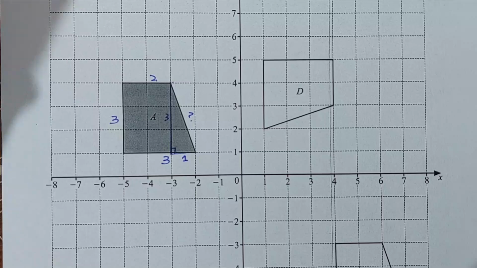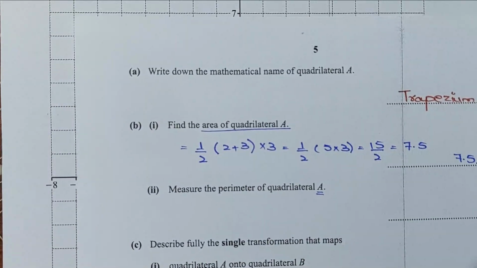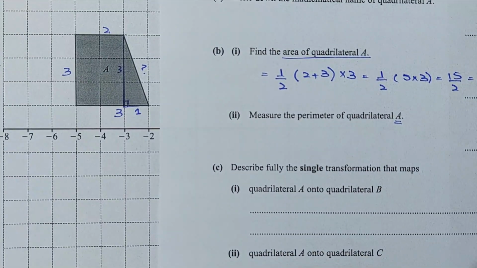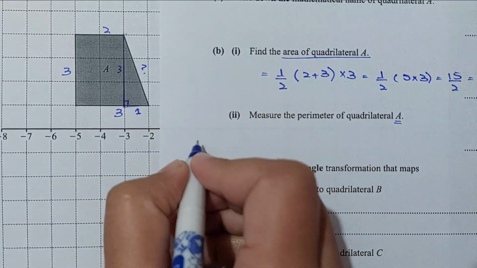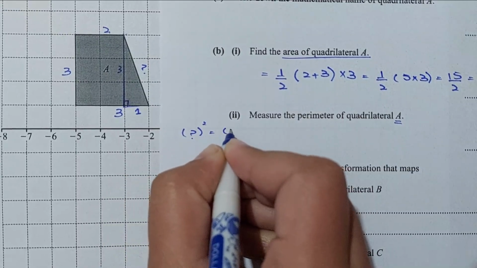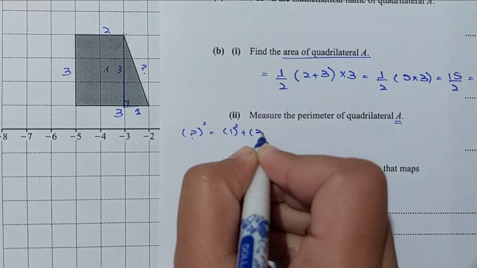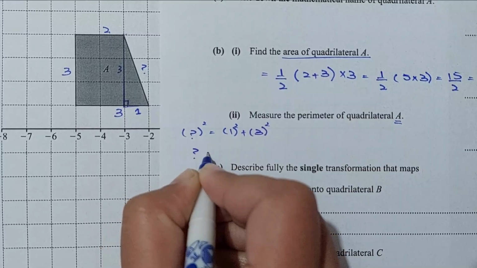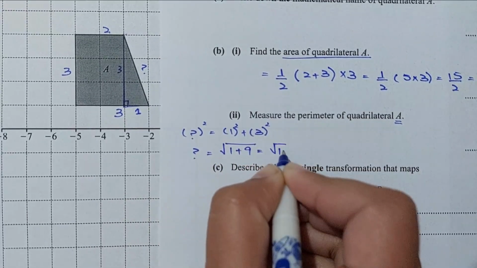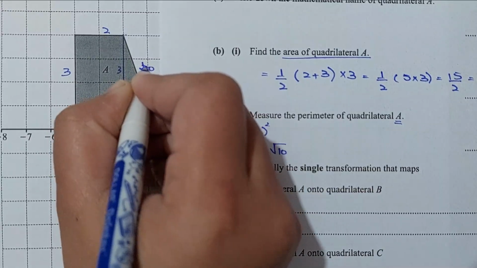So if I can find out the hypotenuse, let me do the remaining part over here and show you the picture as well. Right. The hypotenuse squared equals 1 squared plus 3 squared, the other 2 sides of the triangle. So the hypotenuse is the square root of 1 plus 9. So this would be root 10. So this length is root 10.